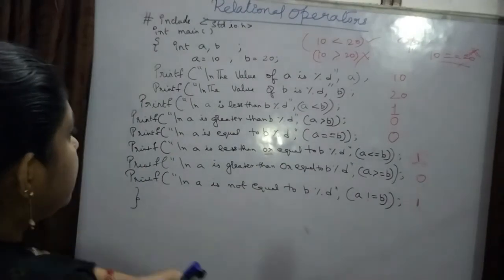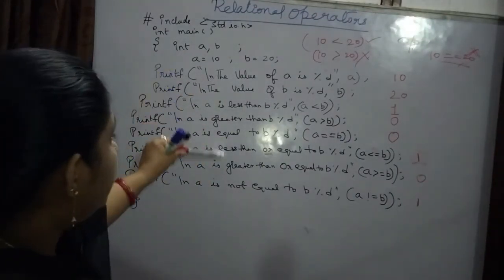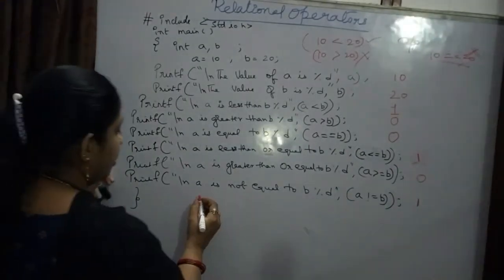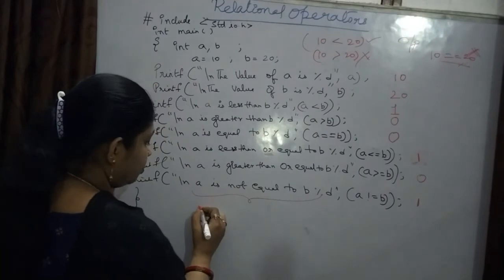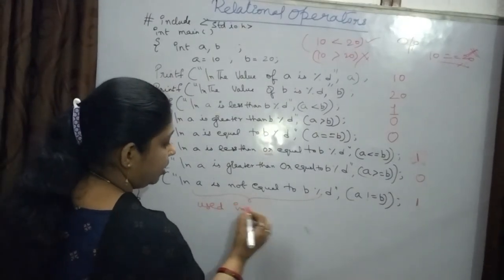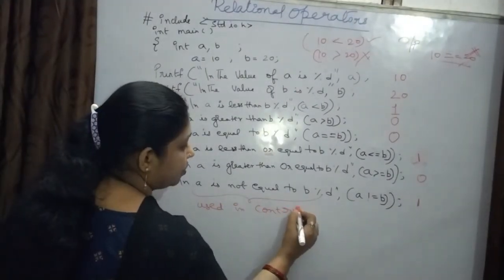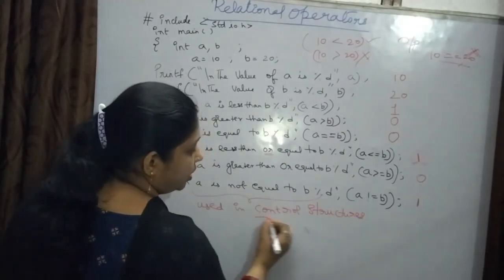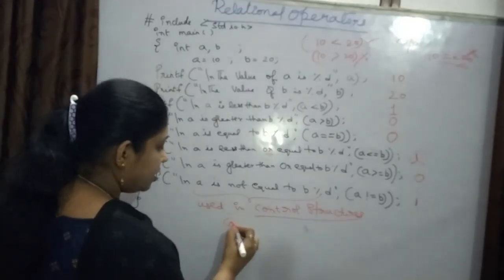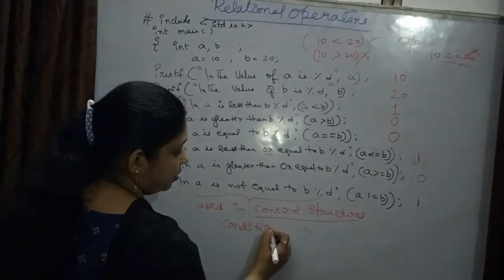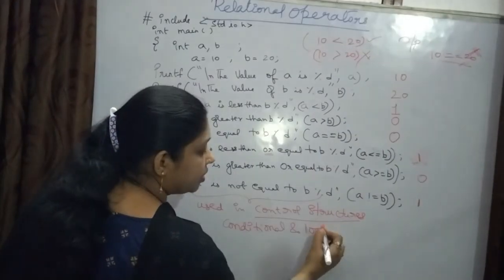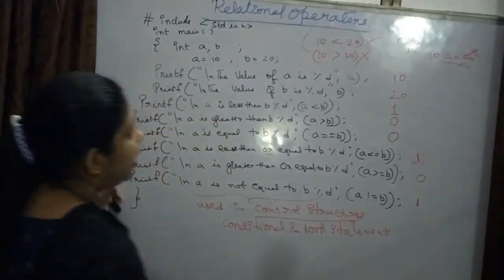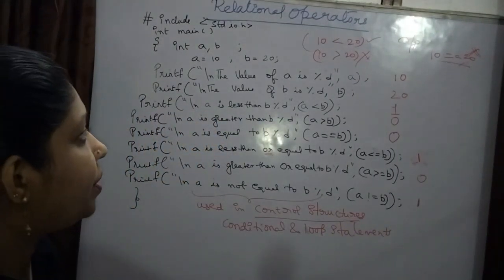All these relational operators or comparison operators are used in control structures. I am again telling you that they are used in control structures like conditional and loop statements. Okay. With this, I have completed the relational operators.